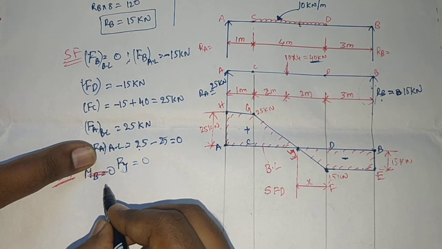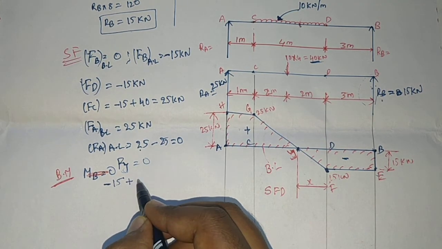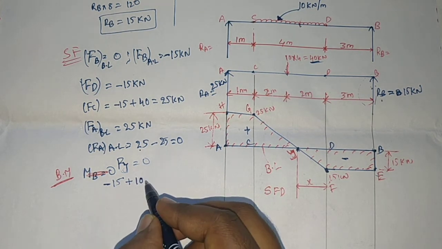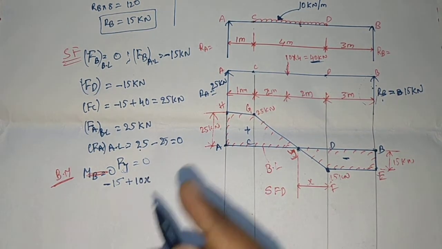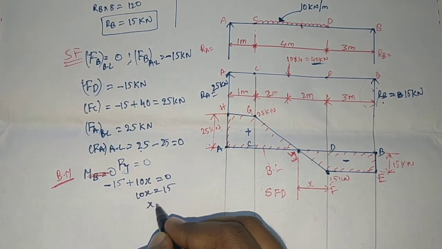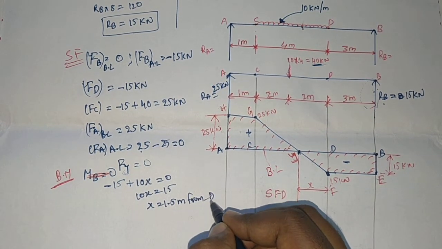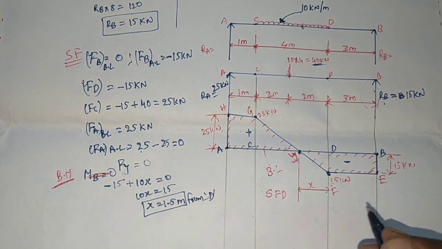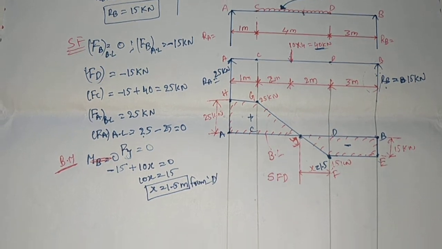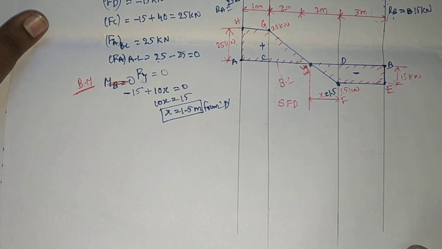The reaction force is acting upward, so it is taken as minus 15 plus 10. The UDL load is 10, which is applied over distance X, so 10x is equal to 0. Therefore 10x is equal to 15. Therefore x equals 1.5 meters from D. Okay, next calculate the bending moment.